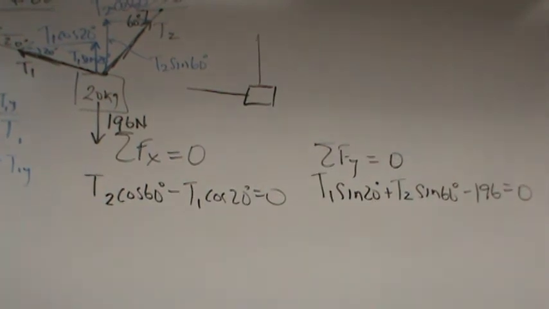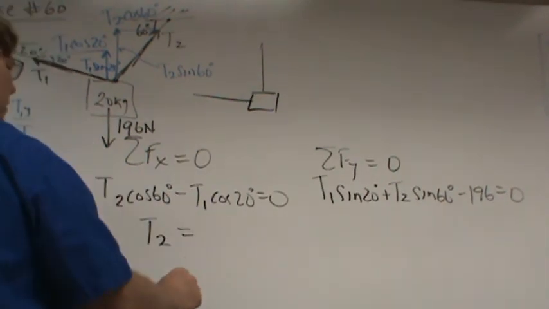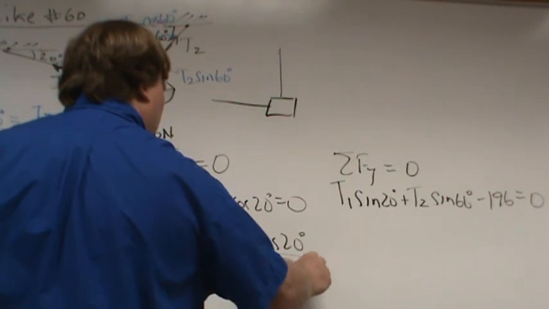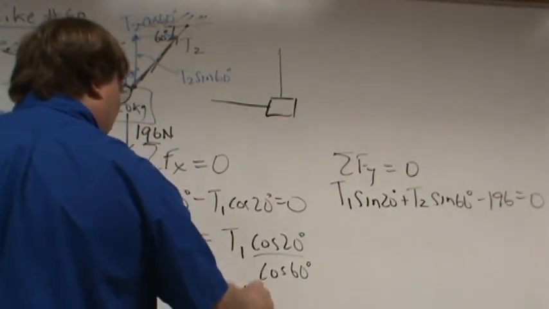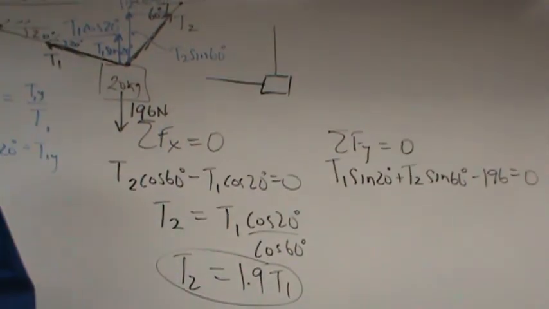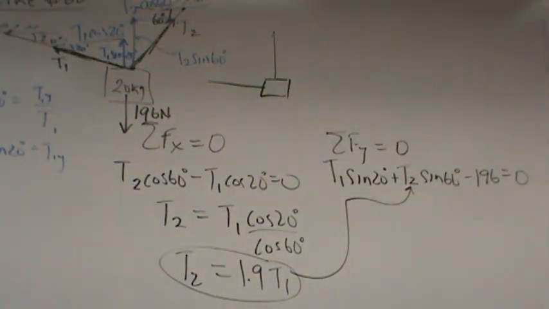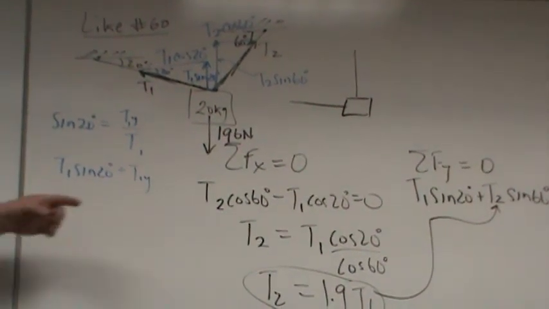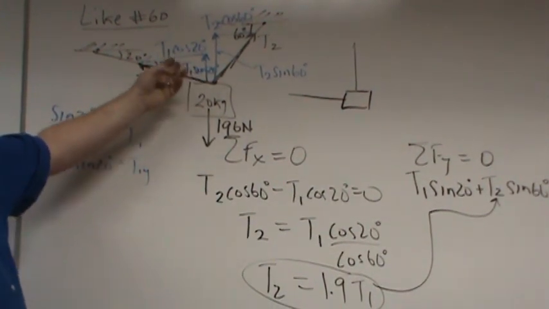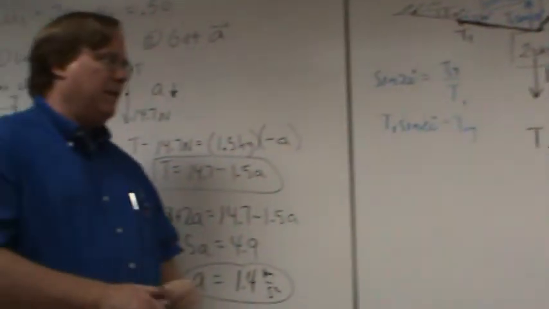I now have two equations with two unknowns, and the technique you're going to use is substitution. Solve for T2, where T2 equals T1 cosine 20 over cosine 60, and you can figure out what that is, about 1.9 if I remember correctly. So now I've got T2 equals 1.9 T1, and now you can plug that in right there and solve for T1. So this is the way you're going to do number 60. You're going to call it T1 sine 20, T1 cosine 20. So you've only got two unknowns, T1 and T2. Good luck.